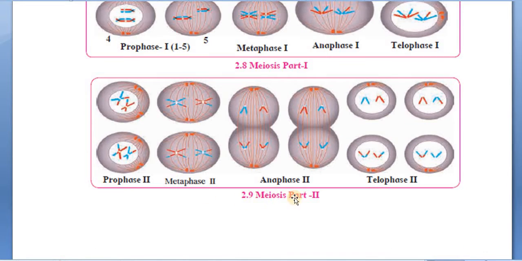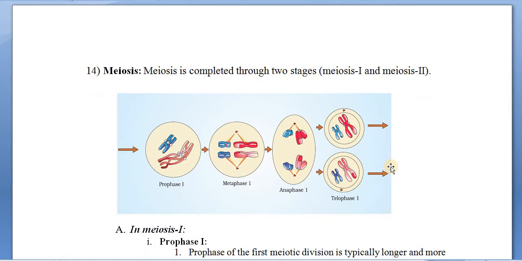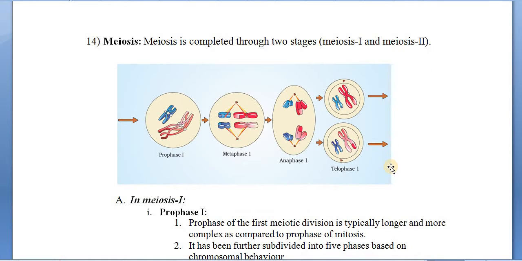In meiosis part 2, prophase 2, metaphase 2, anaphase 2 and telophase 2. Telophase 2 has 4 haploid cells. So we will see how these 4 haploid cells are formed. Okay, now we will move on to meiosis part 1.